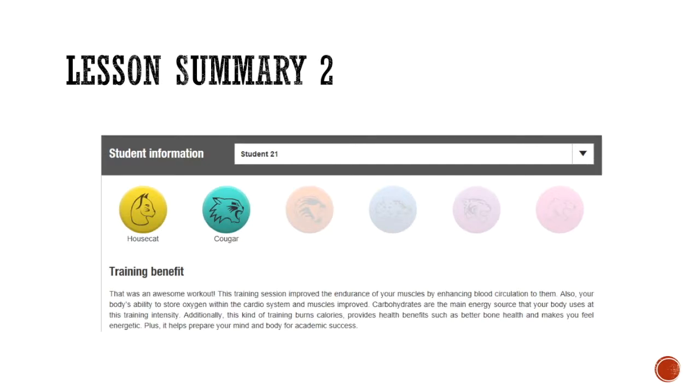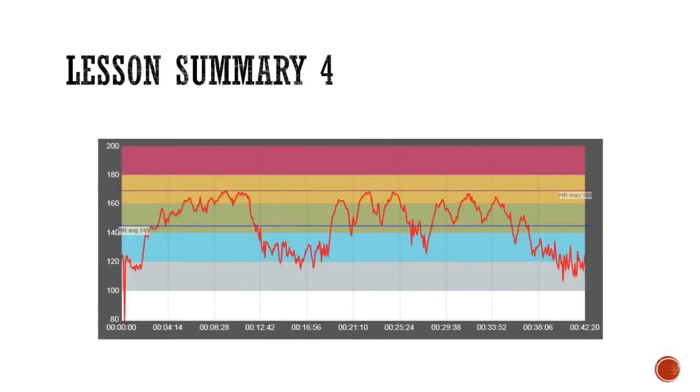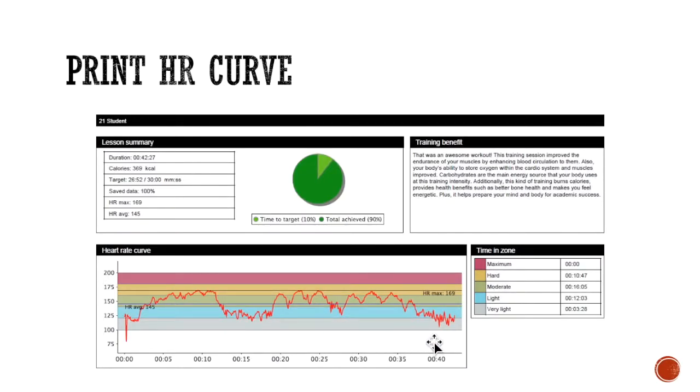I already talked a little bit about the badges. This is for student 21. They earn 2 badges. Again, that's a student summary. They can get the graph as well. And then this is a sheet that can be sent home. So this is for student 21.